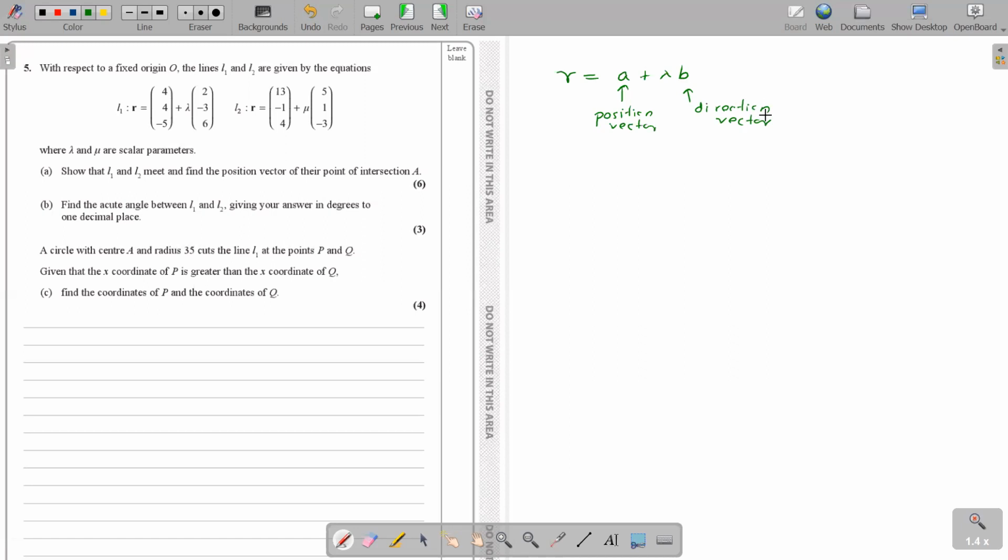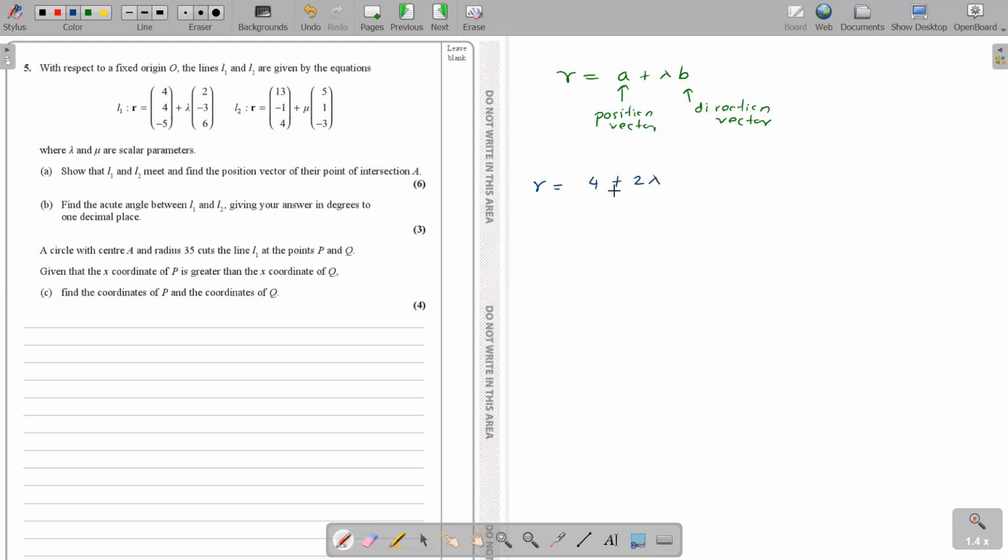Okay, so they say here, show that line 1 and line 2 meet and find the position vector at their point of intersection. How do we find the place where they meet? R here represents any general point on line L1. Here R represents any general point on line 2. When they intersect, the R values become equal. So equate them.